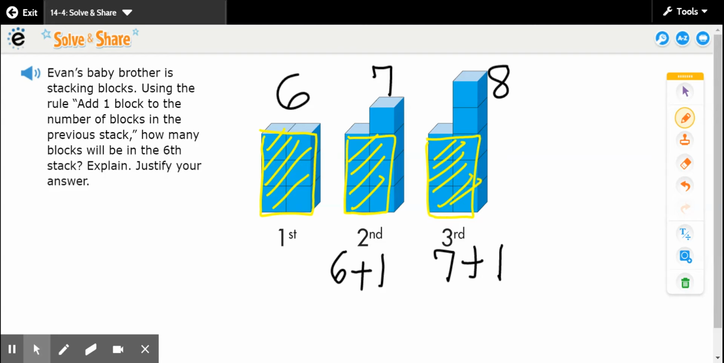Now, what is the rule for the stacks here? What do you guys think the rule is? Let me pause so you guys can look at each stack and decide what the rule is.